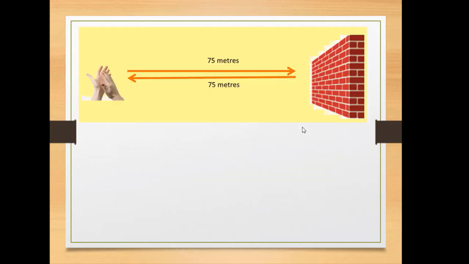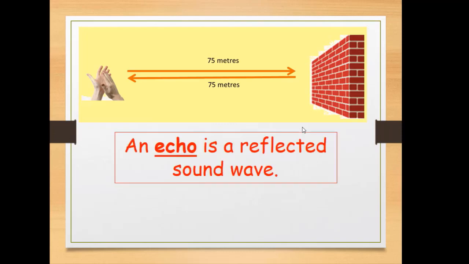Now, another feature of sound waves is called an echo. An echo is a reflected sound wave. For example, you clap on one side and there is a reflecting surface on the other side. The sound wave travels double the distance from your source to the reflecting surface, and that is why it covers double the distance.